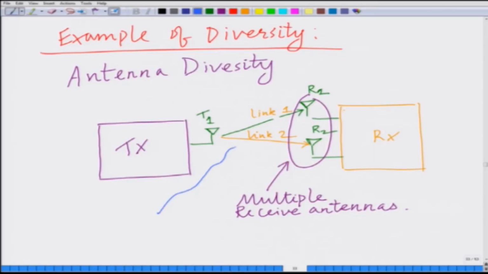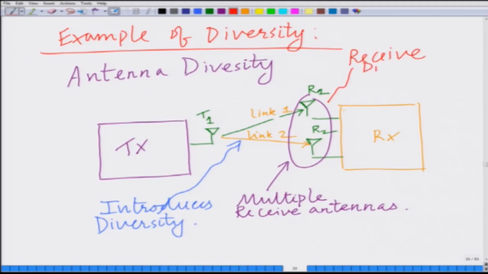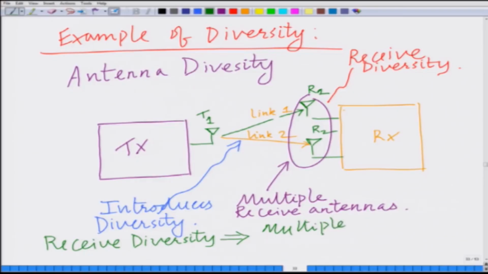This is introducing diversity in the system, and specifically where you have these multiple receive antennas, this is termed as receive diversity. Receive diversity implies multiple receive antennas. Because of these multiple receive antennas, you have multiple links, and therefore, you have diversity, and this is termed as receive diversity.